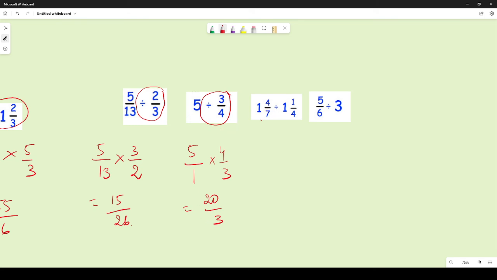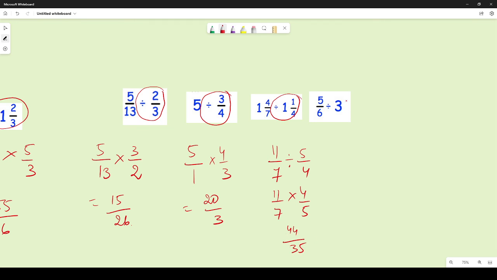Now over here you have 1 4 by 7. This is a mixed number. So again we will change it into an improper fraction and we have 11 by 7. And remember, this is the one which needs to go into reciprocal. So this will be 5 by 4. So this is what goes into reciprocal. So this becomes 11 by 7 into 4 by 5 and the answer would be 44 by 35.